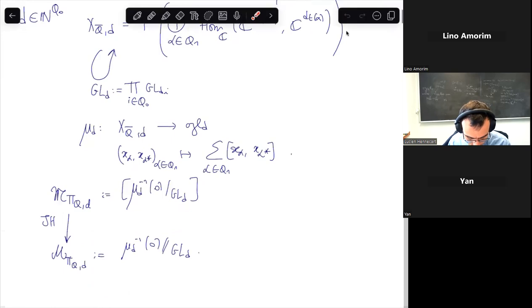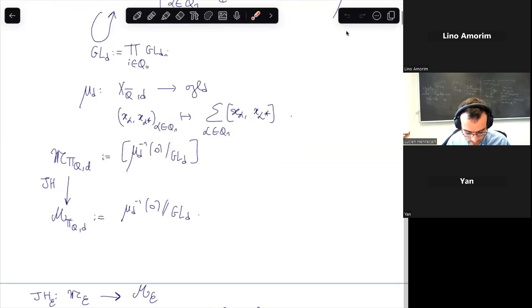And if you perform a GIT quotient, so you take the spec of the ring of invariants, you get the good moduli space. This thing is very singular. I mean, the stack and the good moduli space are in general very singular stacks and algebraic varieties.